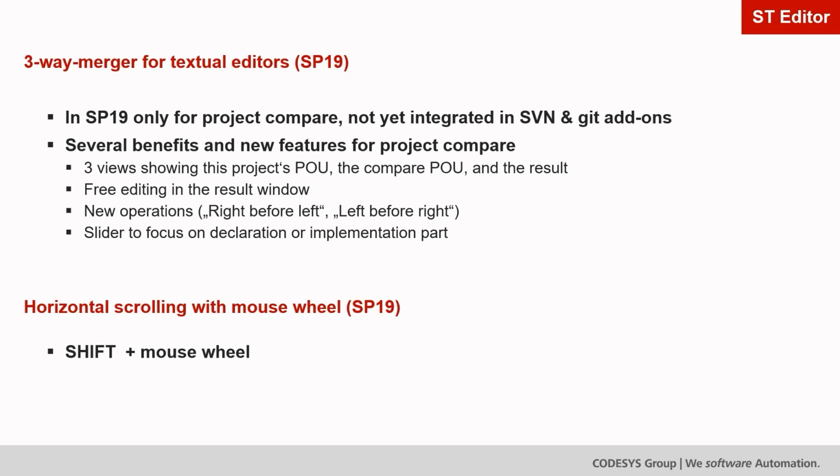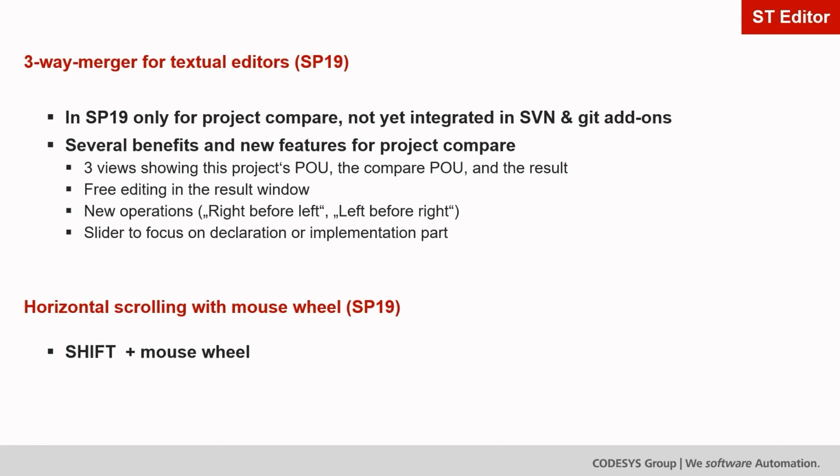Let's move on to the next highlight, the three-way merger for text editors. We want to release this in Service Pack 19, but for now only for the project comparison. The add-ons Subversion and Git from the Professional Developer Edition have their own version cycle and can then use the functionality in a future version, where it will certainly also offer great advantage for users. But also just in a project comparison, it is a very nice thing.